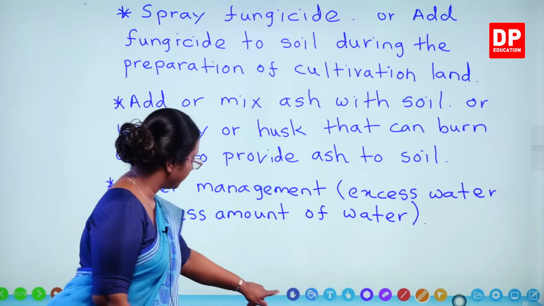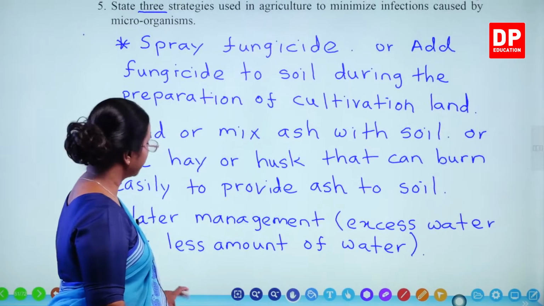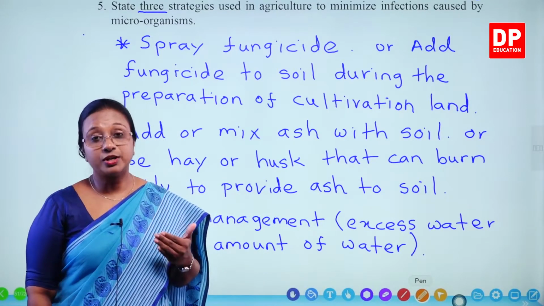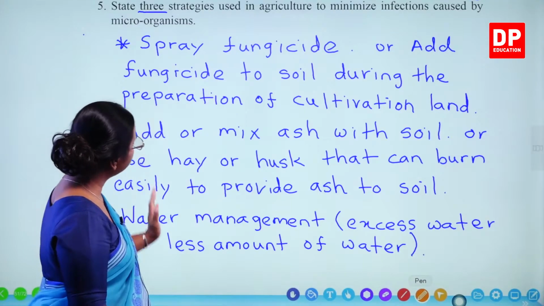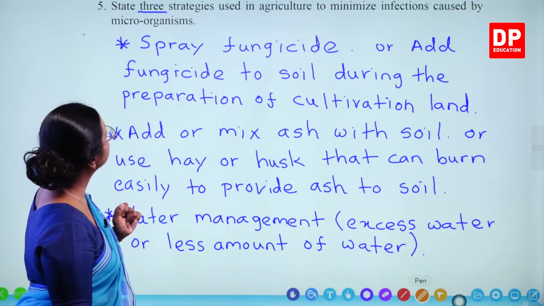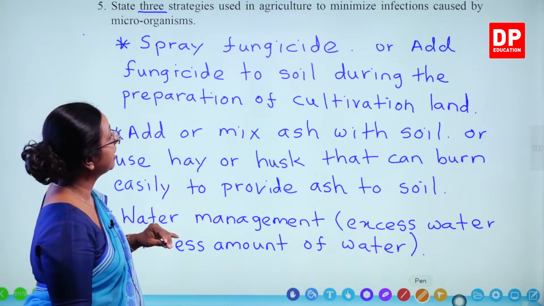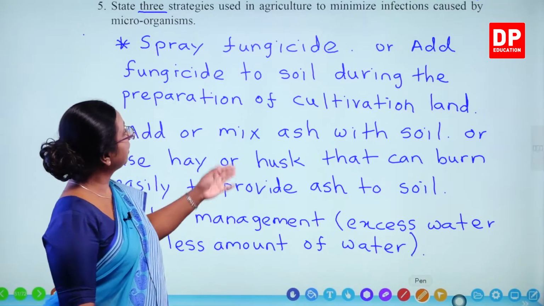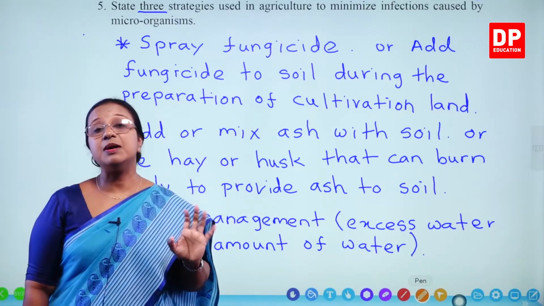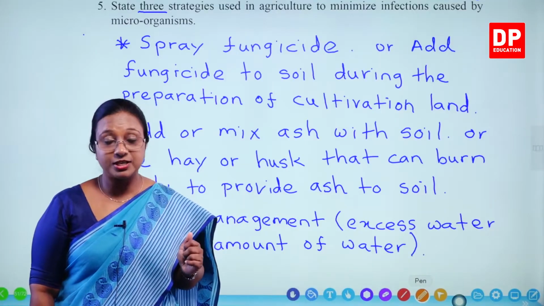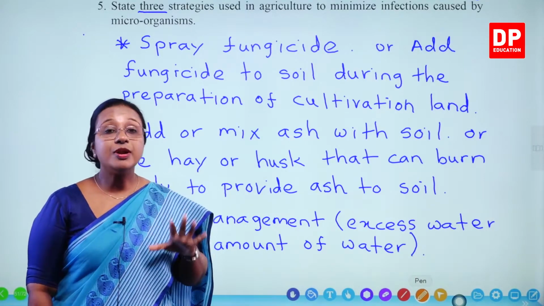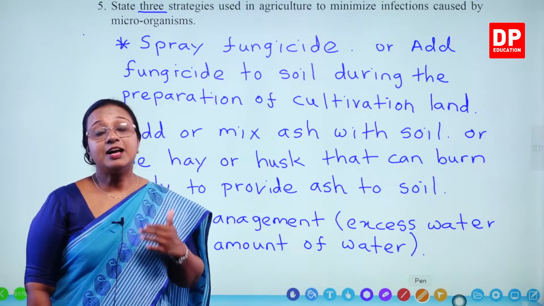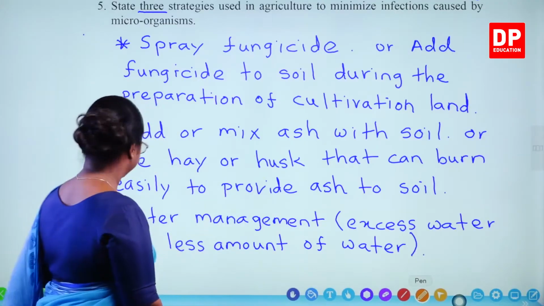So here students, if you look at the questions, they have not asked you to explain the processes. So you don't have to go into a lot of detail. If you specify what is used, the 3 strategies used in agriculture to minimize infections caused by microorganisms, that is more than enough. So you can see I have written the minimum possible. You can even write it shorter than this. That is okay. You don't have to explain each process. So with that, I will move on to the next question.